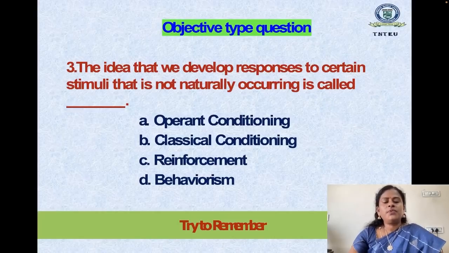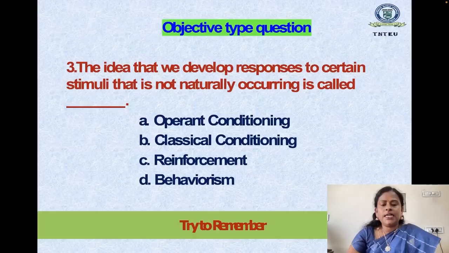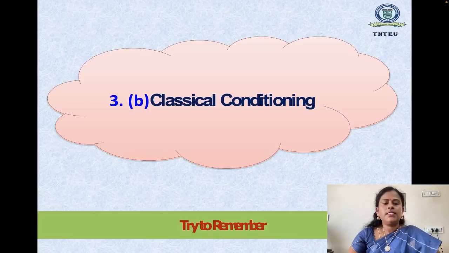Question number 3. The idea that we develop responses to certain stimuli that is not naturally occurring is called dash. Options: Option A operant conditioning, Option B classical conditioning, Option C reinforcement, Option D behaviorism. Try to remember the answer. The answer is Option B classical conditioning.